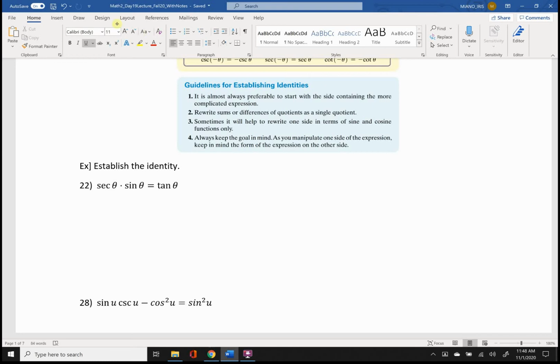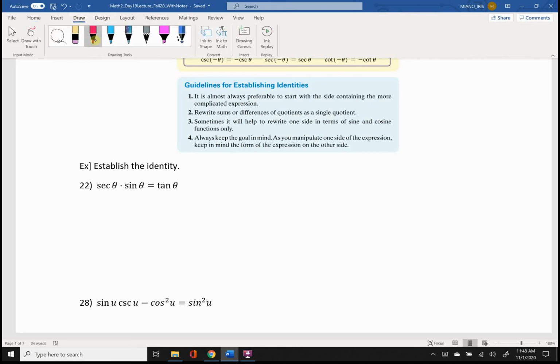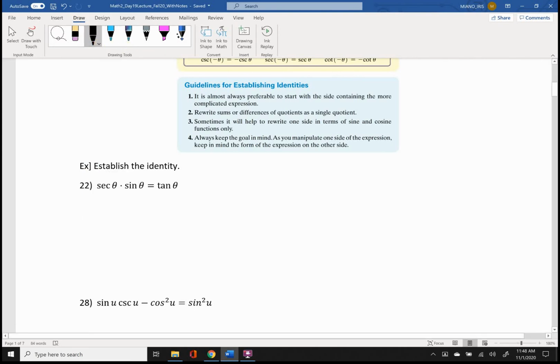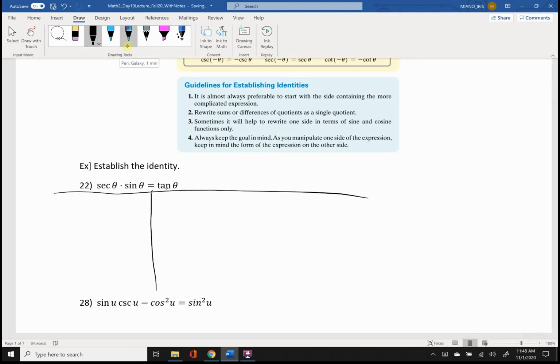So what I would do in this position, and for this part I want to do it in black, is draw a horizontal line and then a vertical line at the equal sign, which is to say that the tangent theta goes over here, and whatever manipulation I do on the secant theta times sine theta will be on this left-hand side. The secant theta I'm going to rewrite as 1 over cosine theta, and it's going to be multiplied by the sine theta.